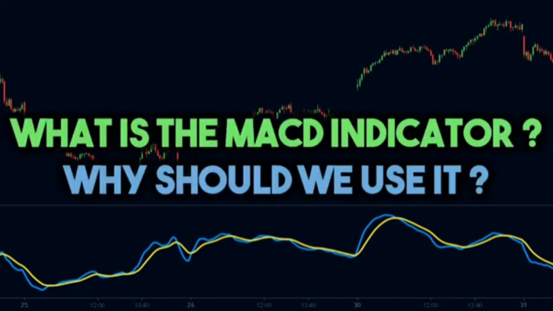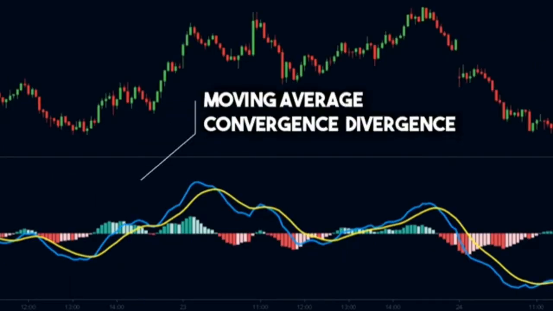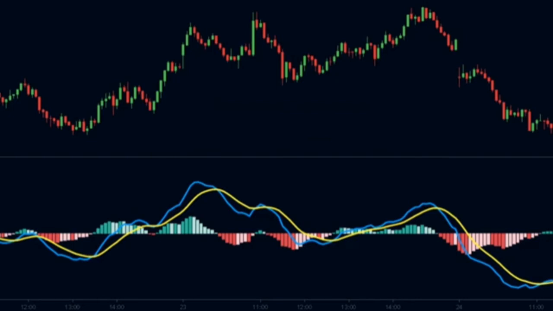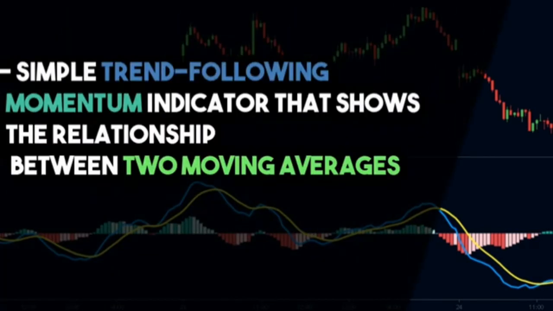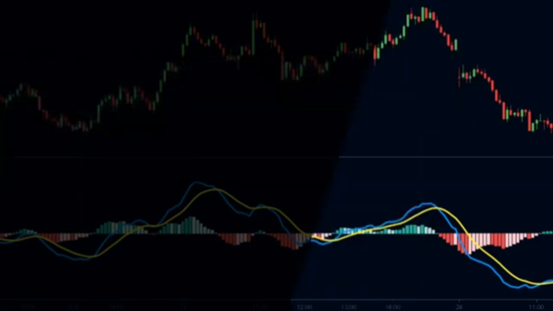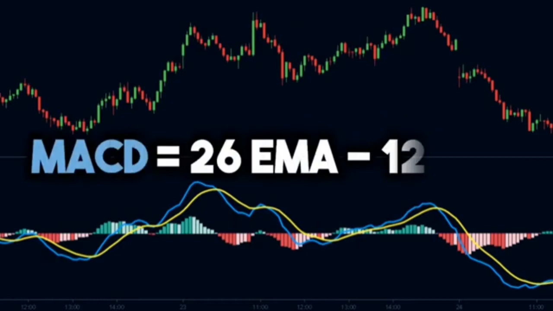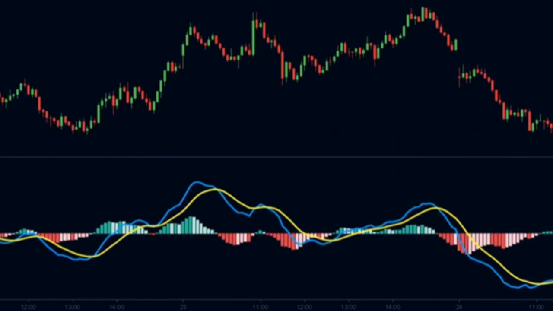Firstly, let us understand what is the MACD indicator and why should we use it. MACD stands for Moving Average Convergence Divergence. The MACD indicator is a simple trend-following momentum indicator that shows the relationship between two moving averages of the asset. It is calculated by subtracting the 26-period exponential moving average from the 12-period EMA.